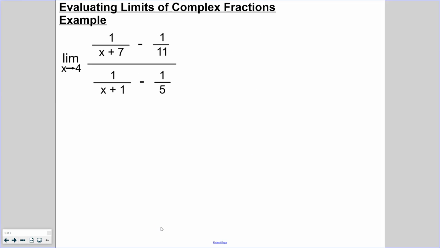Alright, so our last example, we have the limit as x approaches 4 of 1 over (x plus 7) minus 1 over 11, all over 1 over (x plus 1) minus 1 over 5. So we have 4 different fractions inside of our big fraction. We're going to use the same technique that we have, meaning we're going to take all the denominators and we're going to multiply the top and the bottom by all those denominators. So that's going to be (x plus 7) times 11 times (x plus 1) times 5.